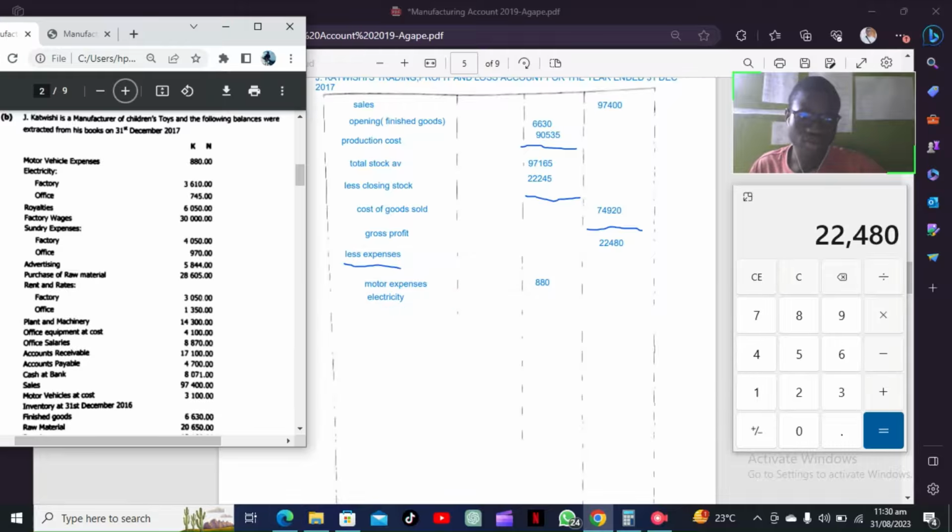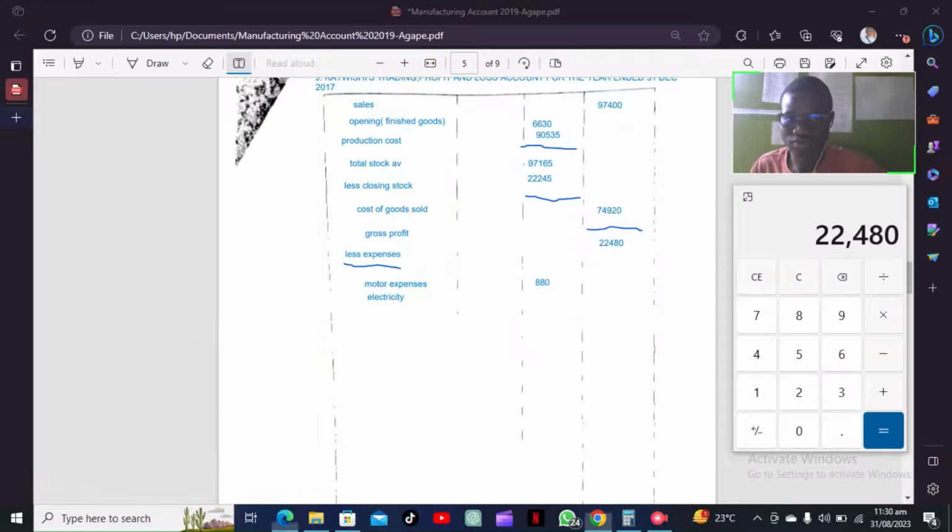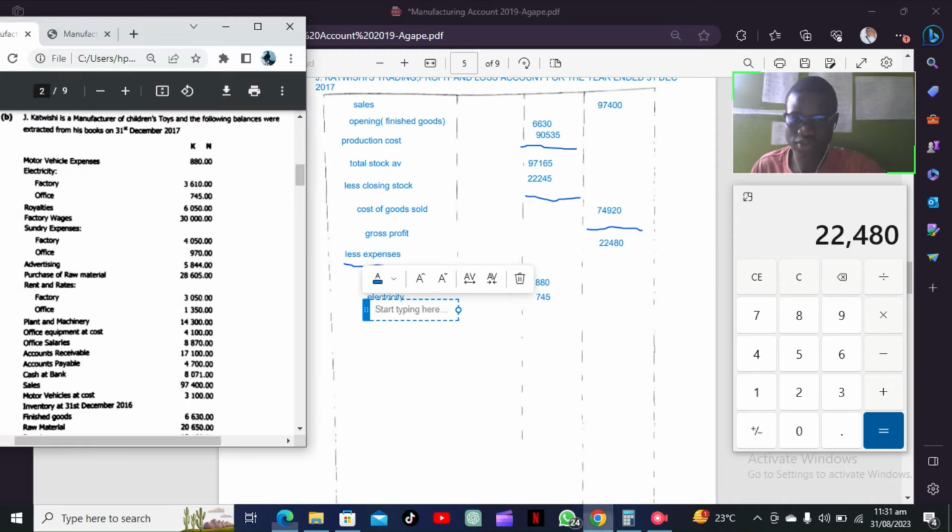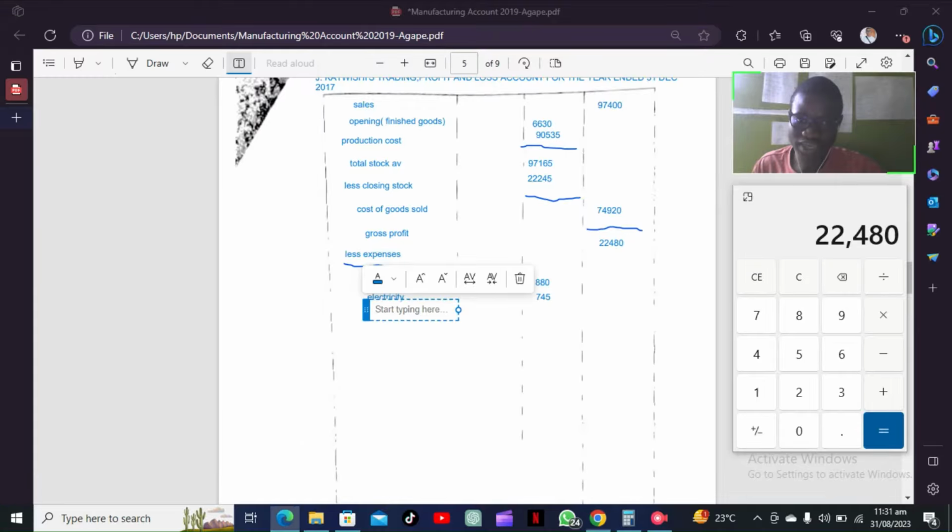How much was it? So electricity for the office was 745 kwacha. Then we continue looking for more expenses. So we have royalties, we entered it that side. Sundry expenses. There's for office and for factory. For factory, we already entered it. So now we're going to enter for the office.